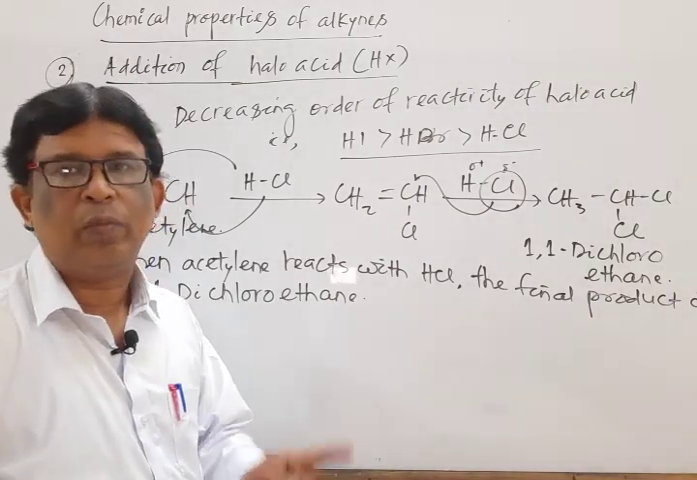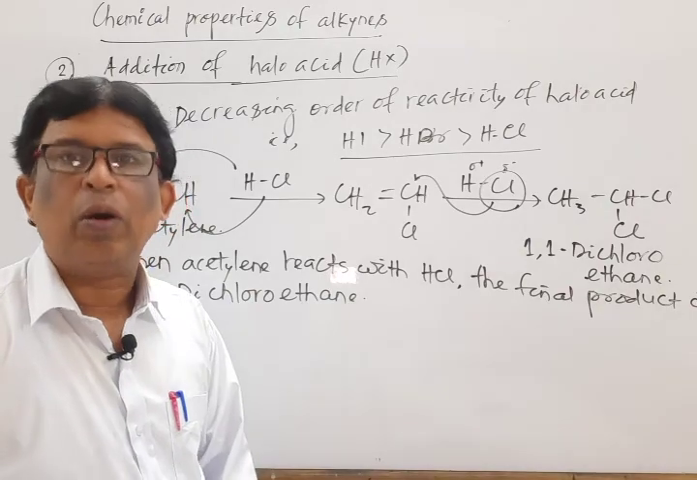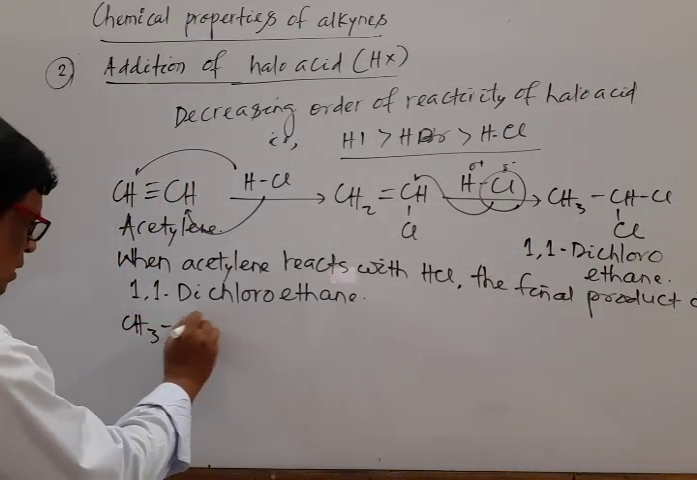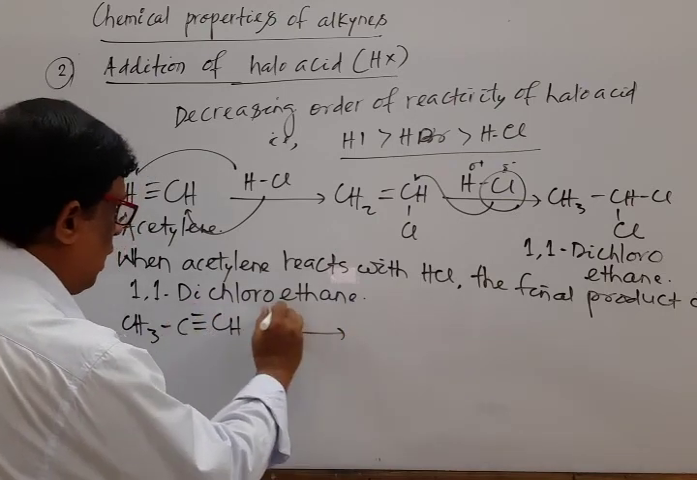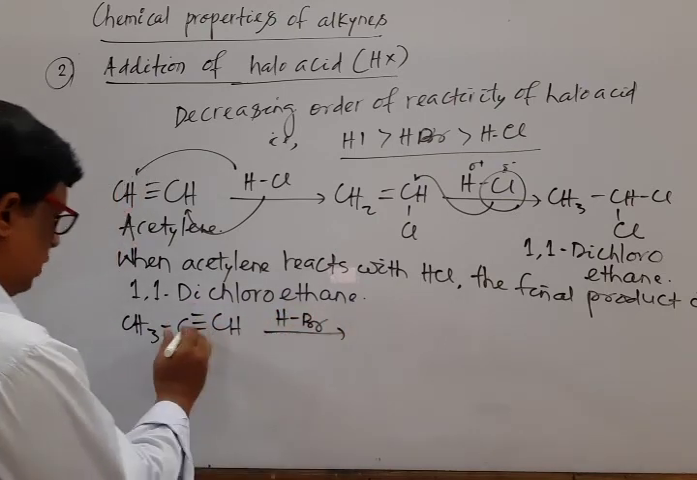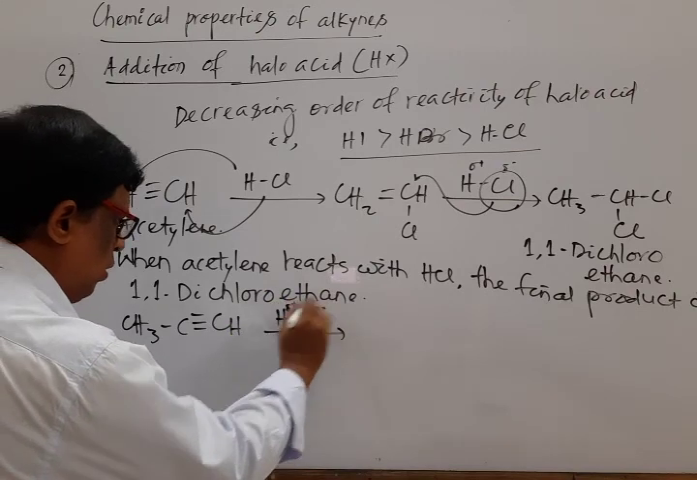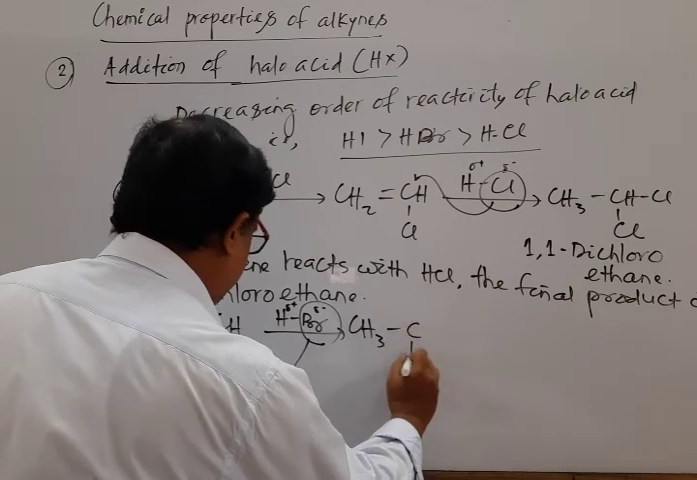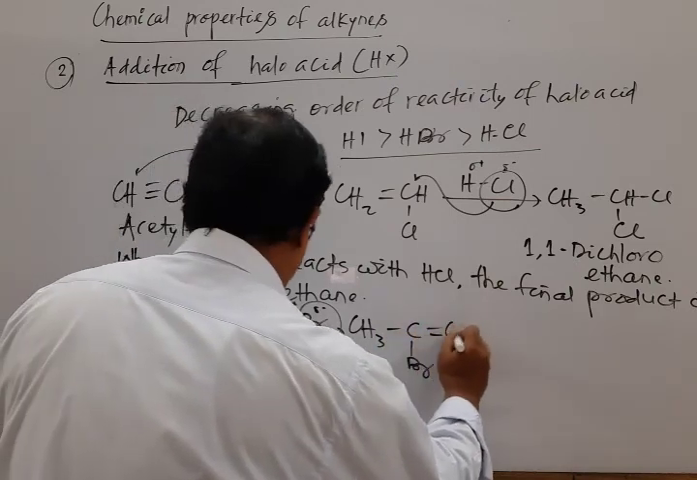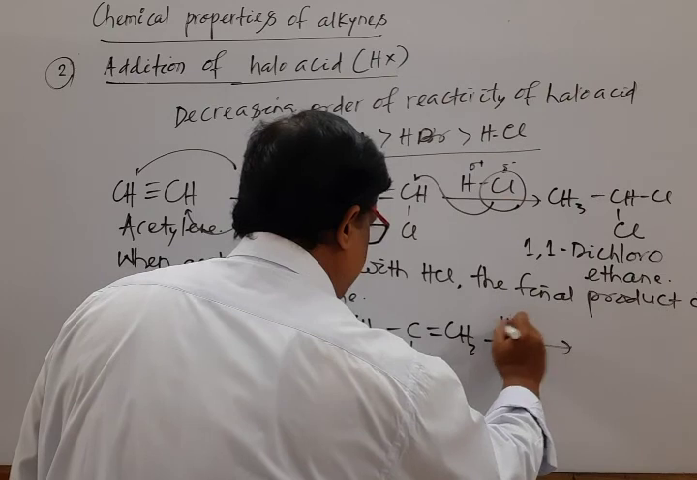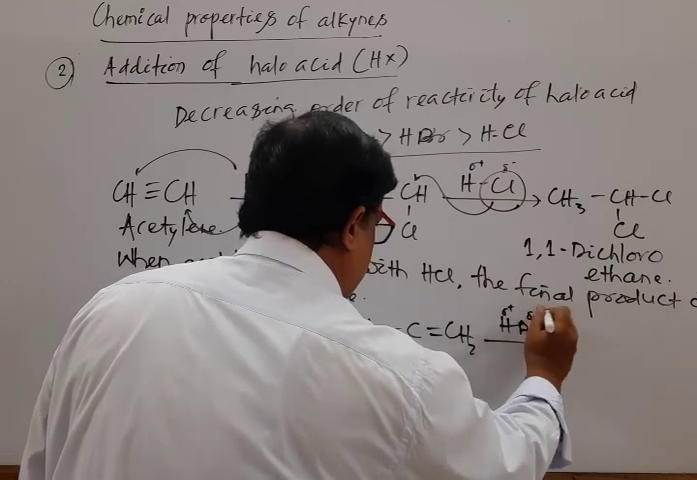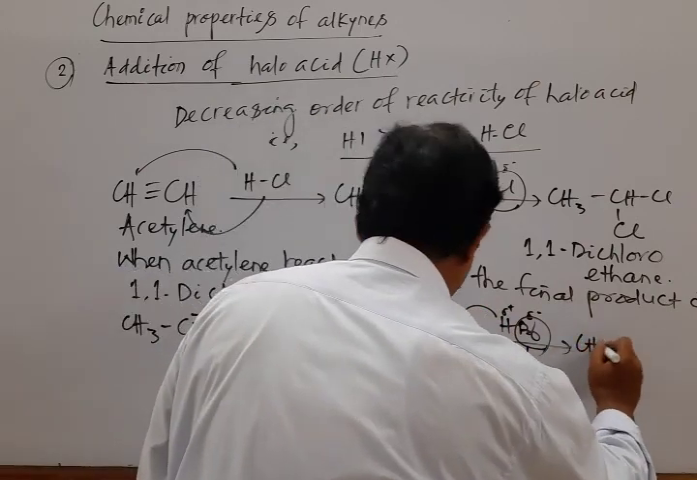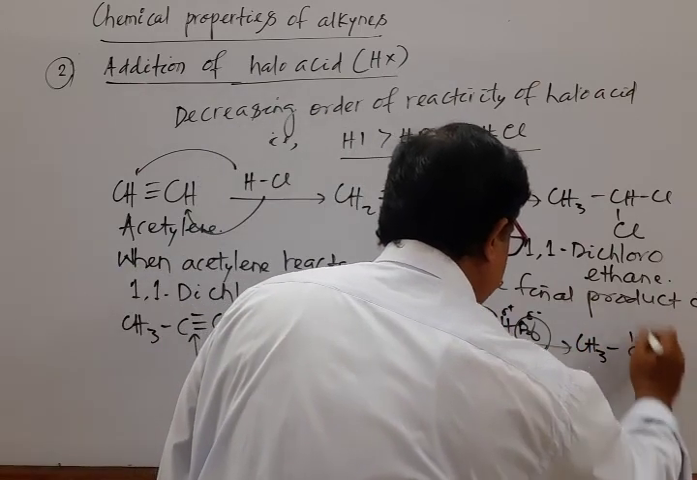Okay. If you select the next member, follow a similar one. If symmetrical, no problem. If unsymmetrical, it will follow Markovnikov's rule. Mark that. Next member is CH3-C≡CH, add HBr. As it is unsymmetrical, follow Markovnikov's rule, the negative part moves here, resulting in the formation of CH3-CBr=CH2. Again HBr, as unsymmetrical, move to here, resulting in the formation of dihaloalkane.